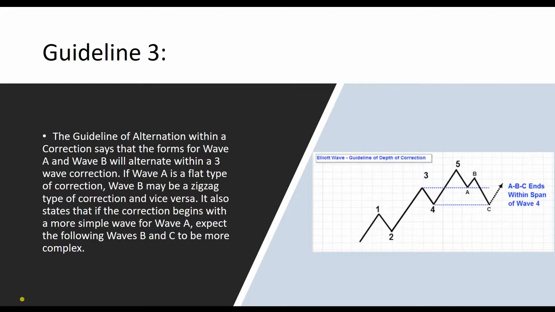The guideline of alternation within a correction says that the form of wave A and B will alternate within a three-wave correction. If wave A is a flat type correction, wave B may be a zigzag type of correction or vice versa. It also states that if the correction begins with a more simple wave A, expect the following waves of B and C to be more complex.